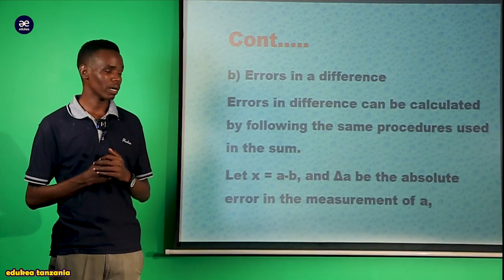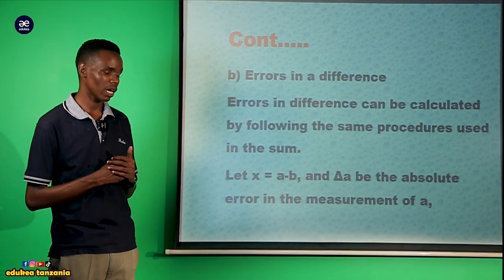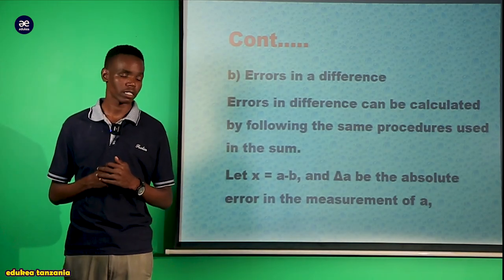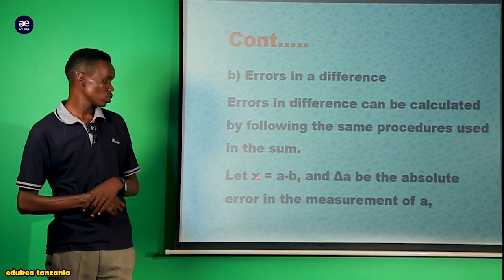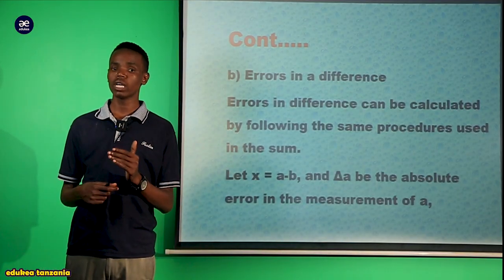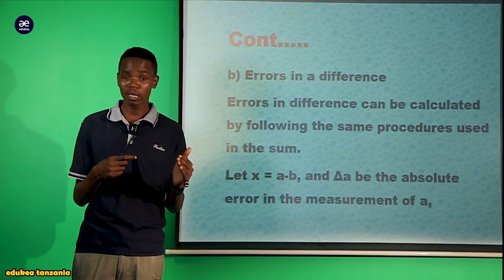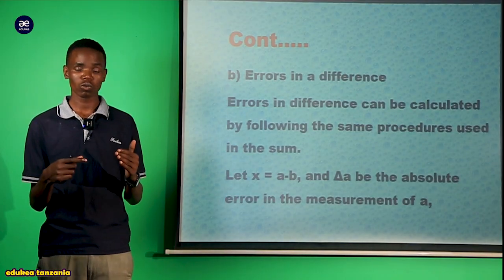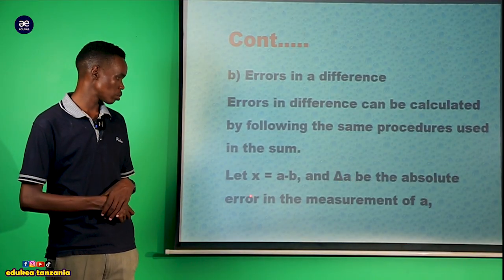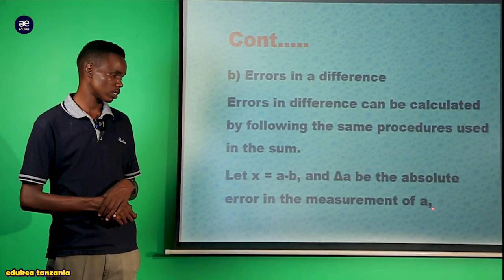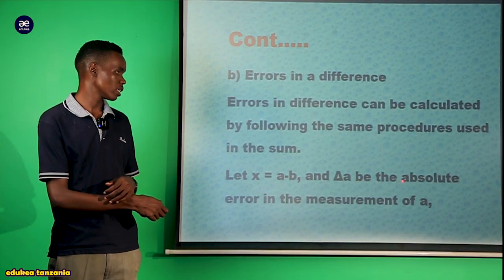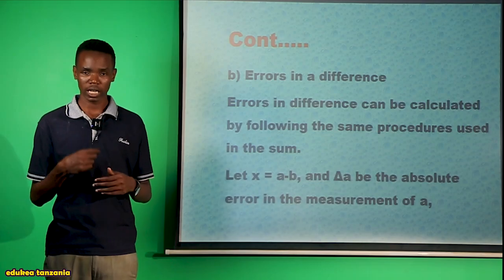How can this method, my dear student, be applied? How can we answer the question of the error in a difference? Imagine we have our equation x is equal to the difference of two variables, a minus b. X is equal to a minus b. And let the change of a be the absolute error in the measurement of a.